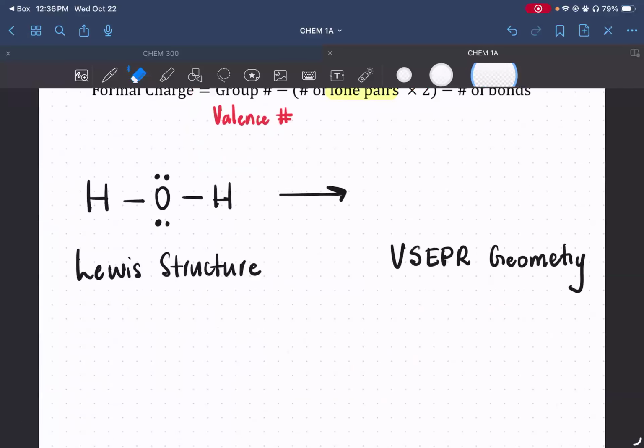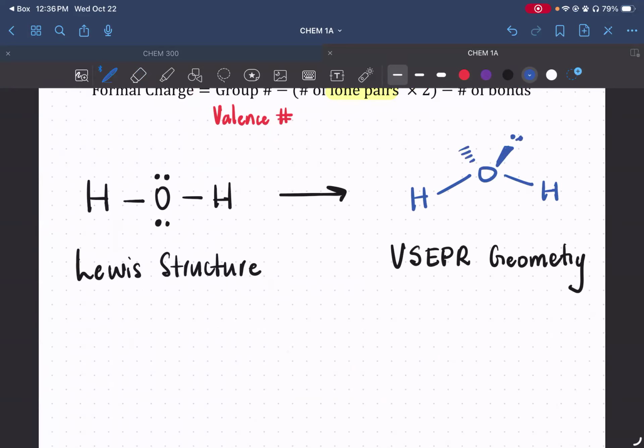If we go back to where we're writing over here, we now know the VSEPR geometry looks something like this. And it is described as bent. You could also use bent or the word angular. They mean the same thing.